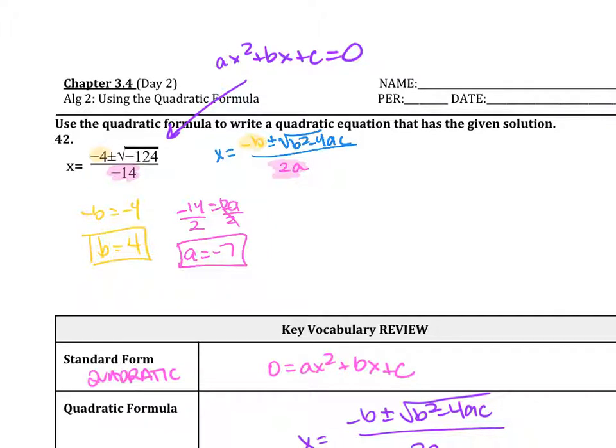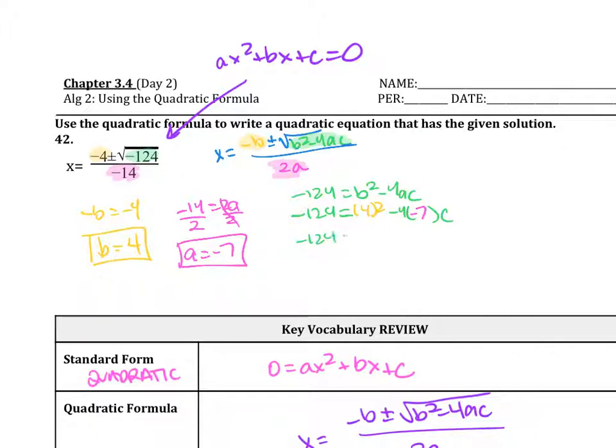Now the last piece we have is the inside of the square root. Just to talk about vocabulary, what is inside here is called the discriminant. So b squared minus 4ac is the discriminant, and in this case it equals negative 124. So negative 124 equals b squared minus 4ac. We wanted to solve for b and a first, so that we're only solving for the c value. Let's plug in what we know: negative 124 equals b squared, so that is 4 squared, minus 4 times our a value, which is negative 7, and then we want to solve for c.